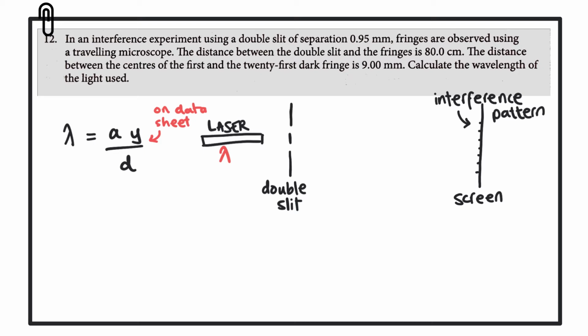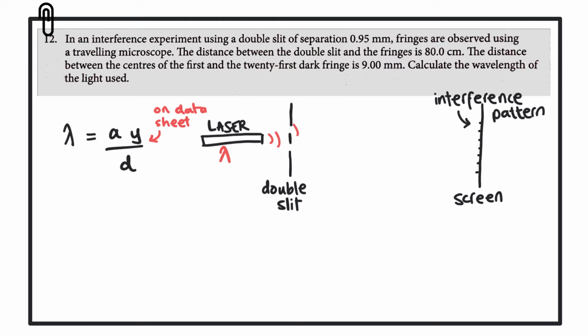Now the light from the laser is already monochromatic and coherent, but if we're using a normal bulb then we would need to use a filter and a single slit to make it monochromatic and coherent. Sometimes it might be required to put a single slit in front of the laser if the beam is too narrow.